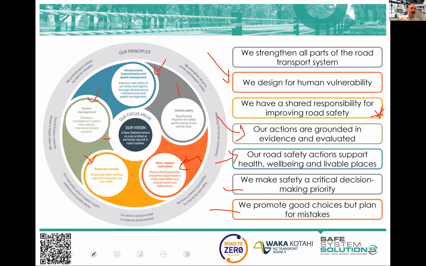The vision is a New Zealand where no one is killed or seriously injured in road crashes. Now, note there a very important thing about that statement. It doesn't say a New Zealand where there are no road crashes, does it? It says where nobody will be killed or seriously injured in road crashes. And that's an important distinction, because in achieving a safe system, there'll still be crashes, there'll still be incidents, there'll still be bumps and scrapes and the like. It's just we're trying to manage the energy within tolerable levels.